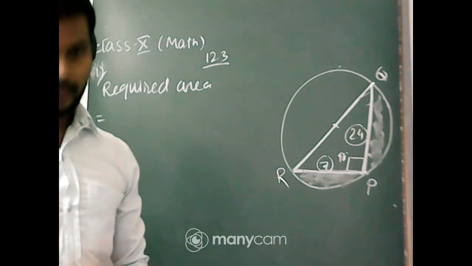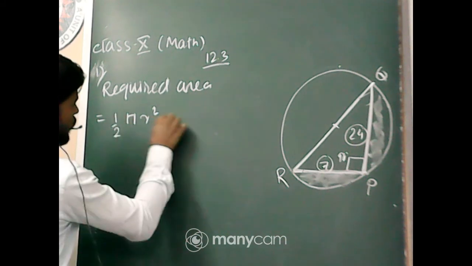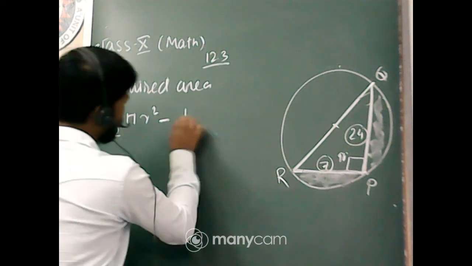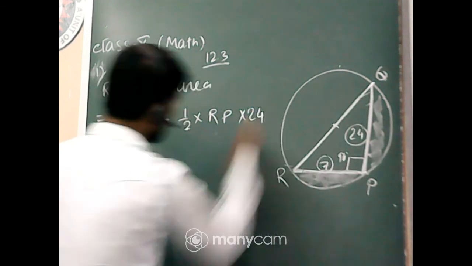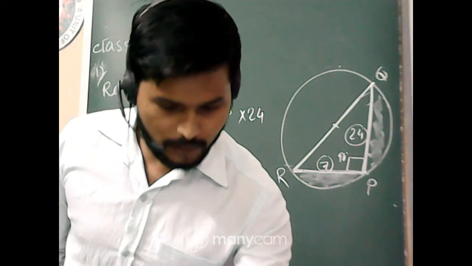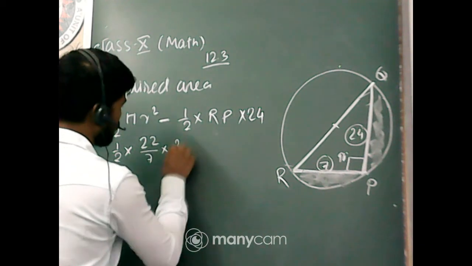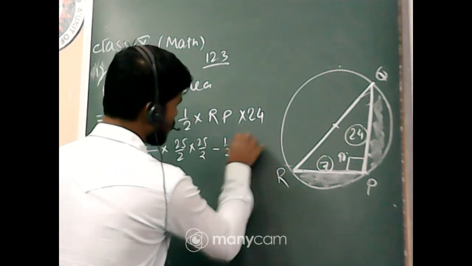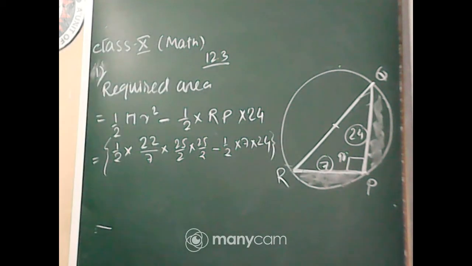Pi r square by 2. Very good. So half pi r square minus area of this triangle. Now this is a right angle triangle whose area can be calculated by half into base into height, 7 into 24. Now put the value. What is the value of pi? The value of pi is given 22 by 7. So put 22 by 7, r square means 25 by 2 into 25 by 2, minus half into 7 into 24. This will give you the area of this shaded region.